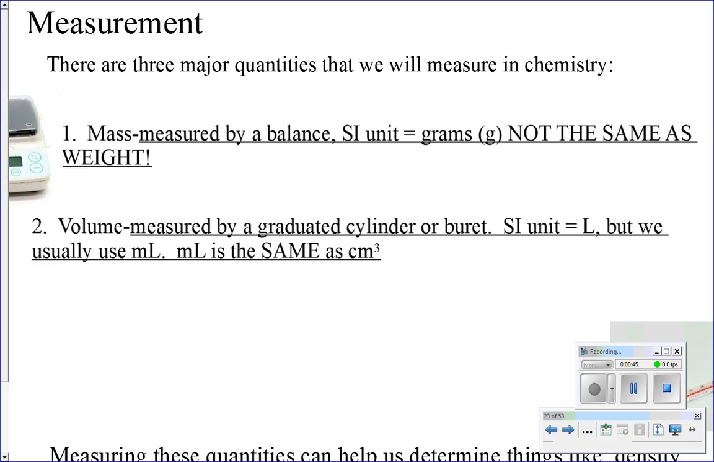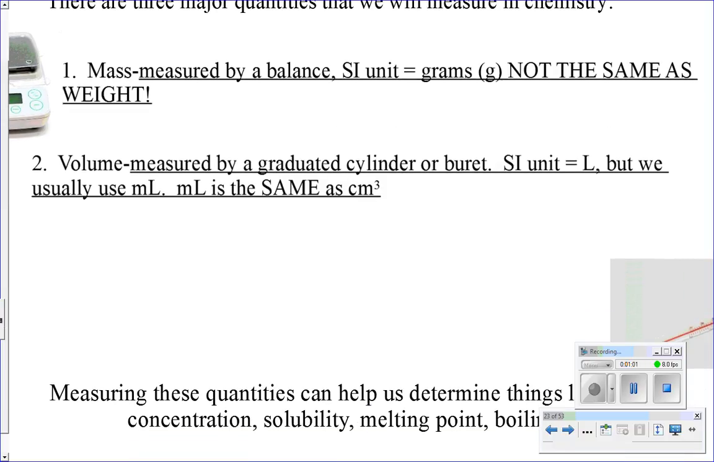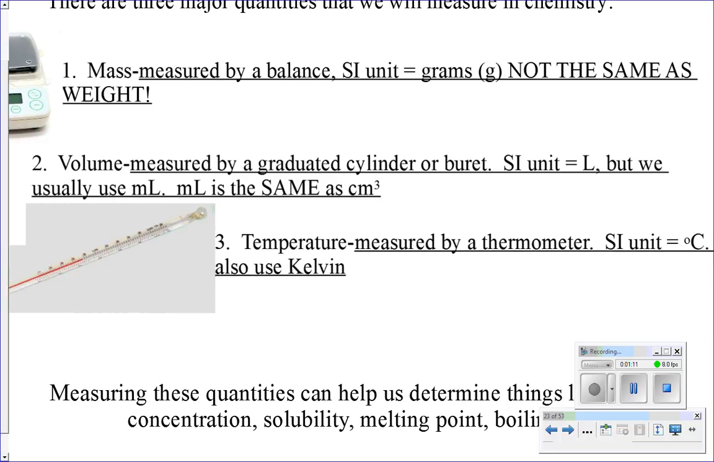Very often we'll do this with a graduated cylinder, which you've used before, or something called a burette, which you'll get introduced to this year. Our SI unit is liters, but very frequently in chemistry we use milliliters. Milliliters are smaller, so they go along better with the quantities we measure. A milliliter is really the same unit as a centimeter cubed. So when you hear about densities being in grams per centimeter cubed, that can also be expressed in grams per milliliter. You may remember that unit from earth science.